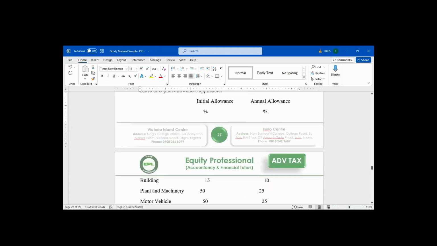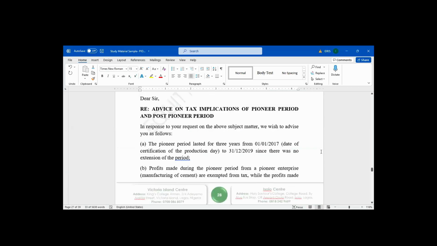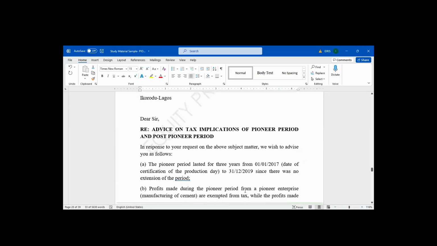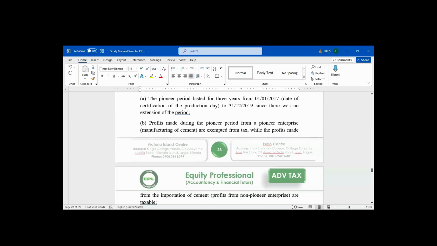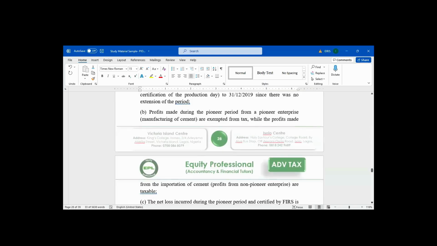So part of your report, look at your point B. I said profit made during the pioneer period from manufacturing of cement, you need to state it. That is your pioneer product, are exempted from tax. While profit made from importation of cement, non-pioneer product, are subjected to tax or are taxable. That is point 2.